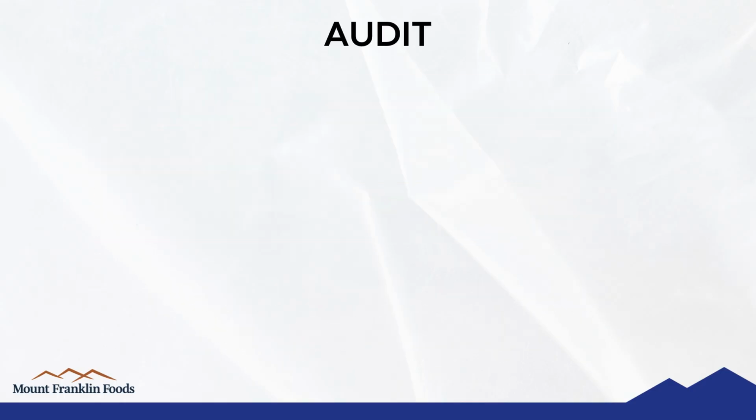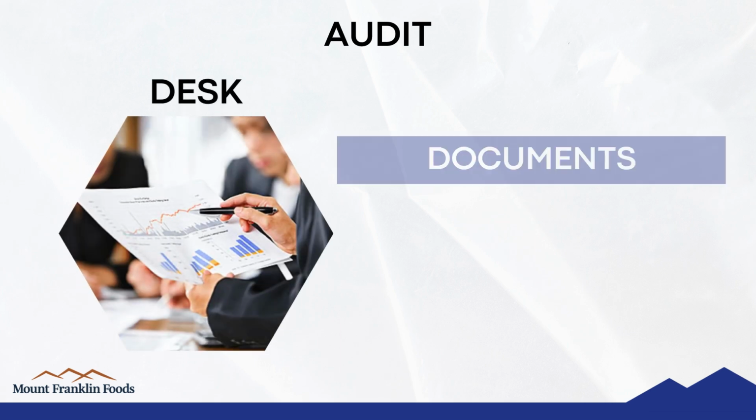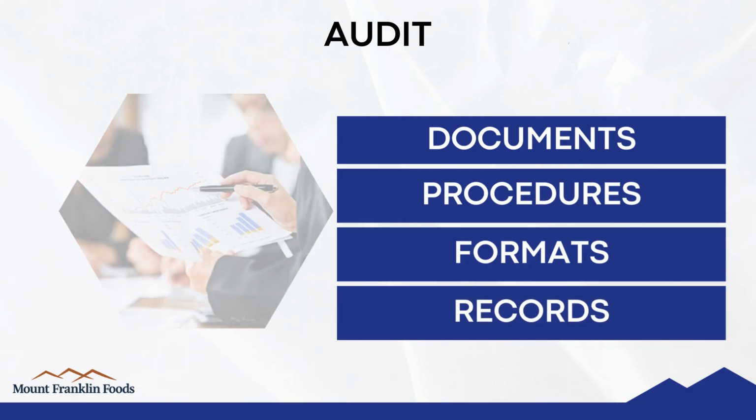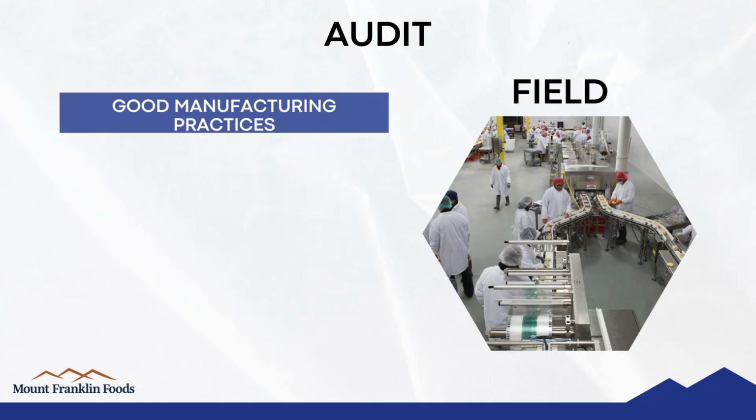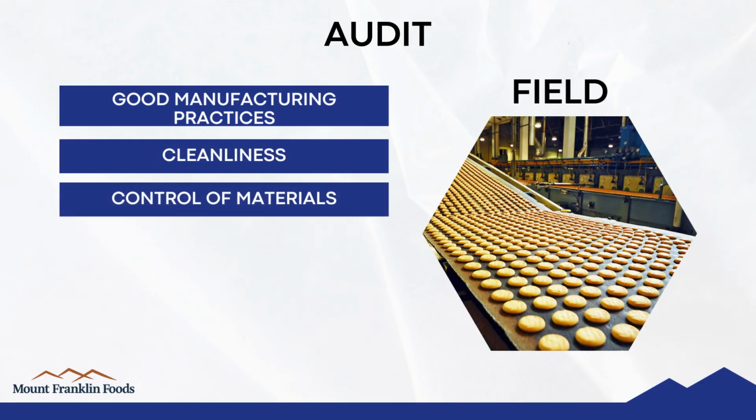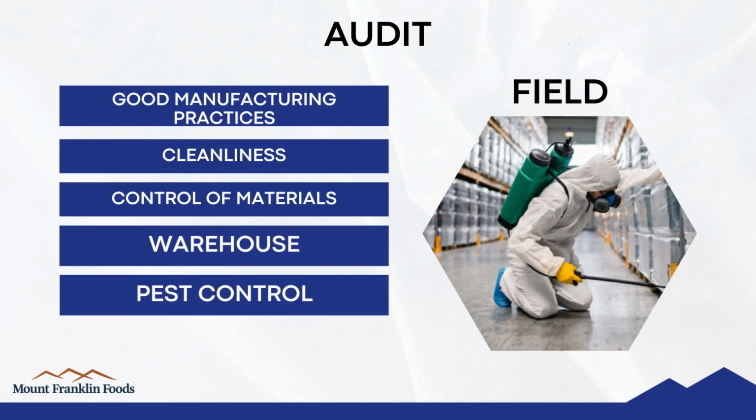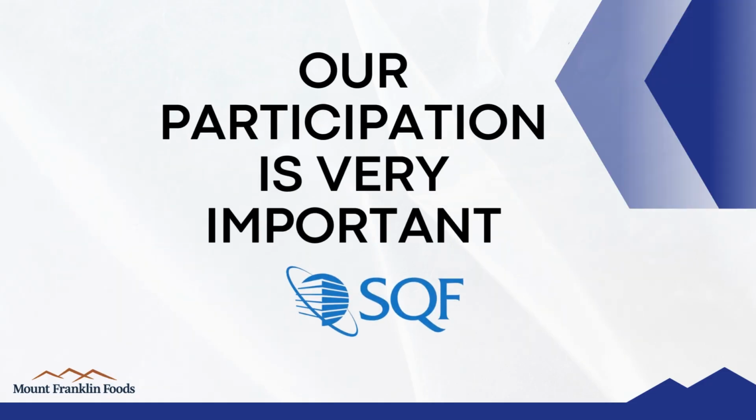The audit is divided into 2 stages. The first is the desk audit, which is where documents, procedures, formats, and records are reviewed. The second is the field audit, which is the review of processes such as good manufacturing practices, cleanliness, control of materials, warehouses, pest control, and controlled areas. Our participation in the audit is very important, as a critical nonconformity may result in the withdrawal of our certification.